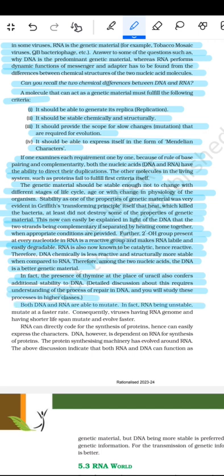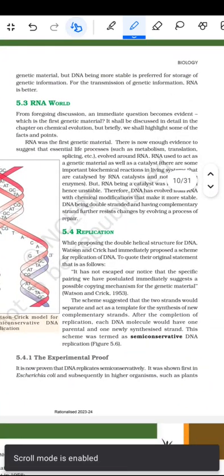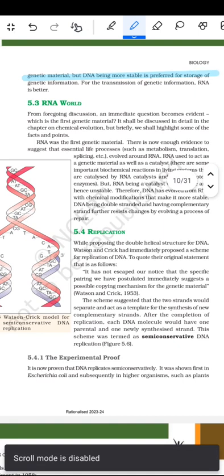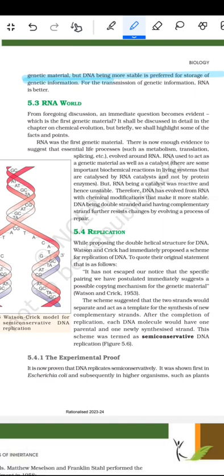Both DNA and RNA are able to mutate. In fact, RNA, being unstable, mutates at a faster rate. Consequently, viruses having an RNA genome and having a shorter lifespan mutate and evolve faster. RNA can directly code for the synthesis of proteins and can easily express the character. DNA, however, is dependent on RNA for the synthesis of proteins. The protein synthesizing machinery has evolved around RNA. The above discussion indicates that both RNA and DNA can function as genetic material, but DNA being more stable is preferred for the storage of genetic information. For the transmission of genetic information, RNA is better.